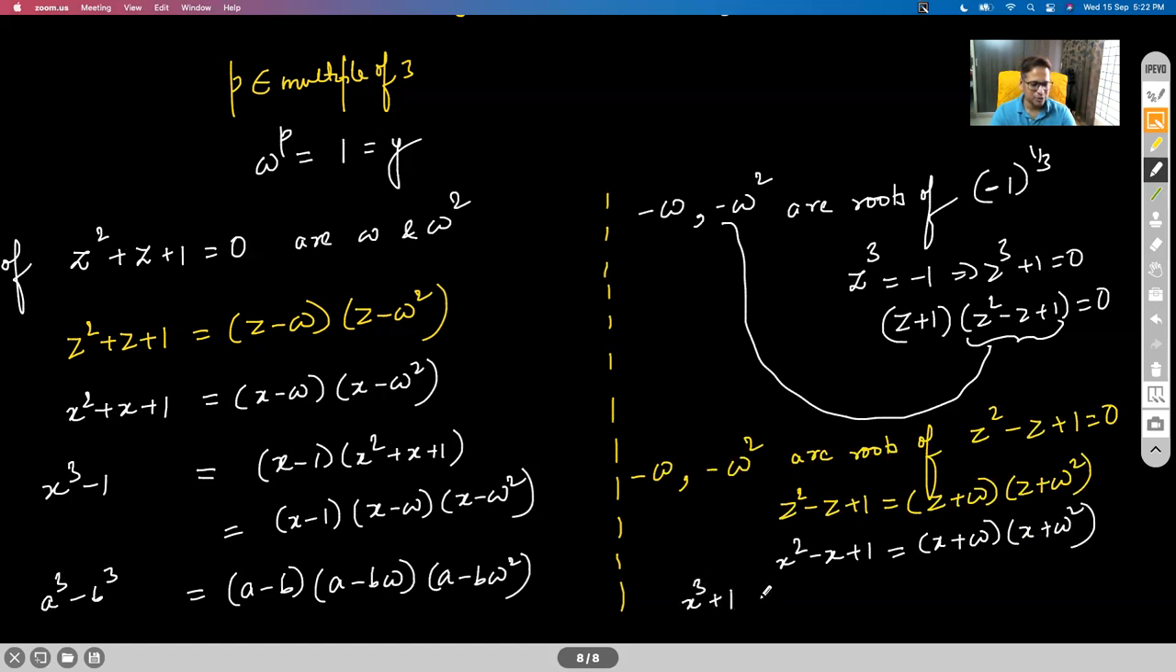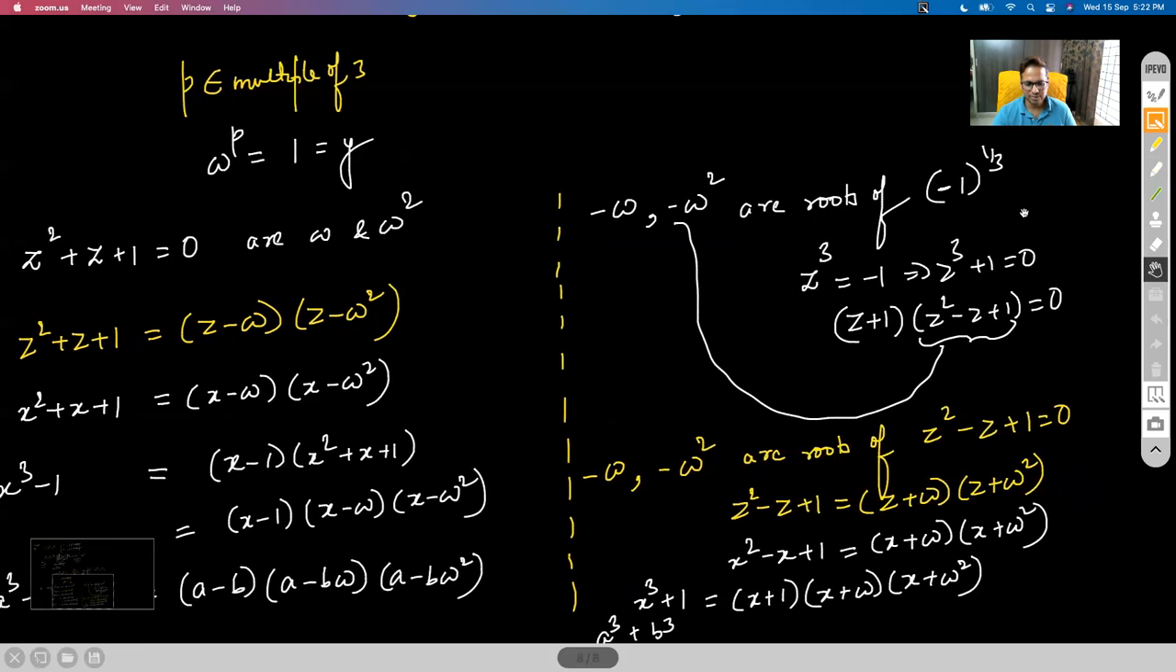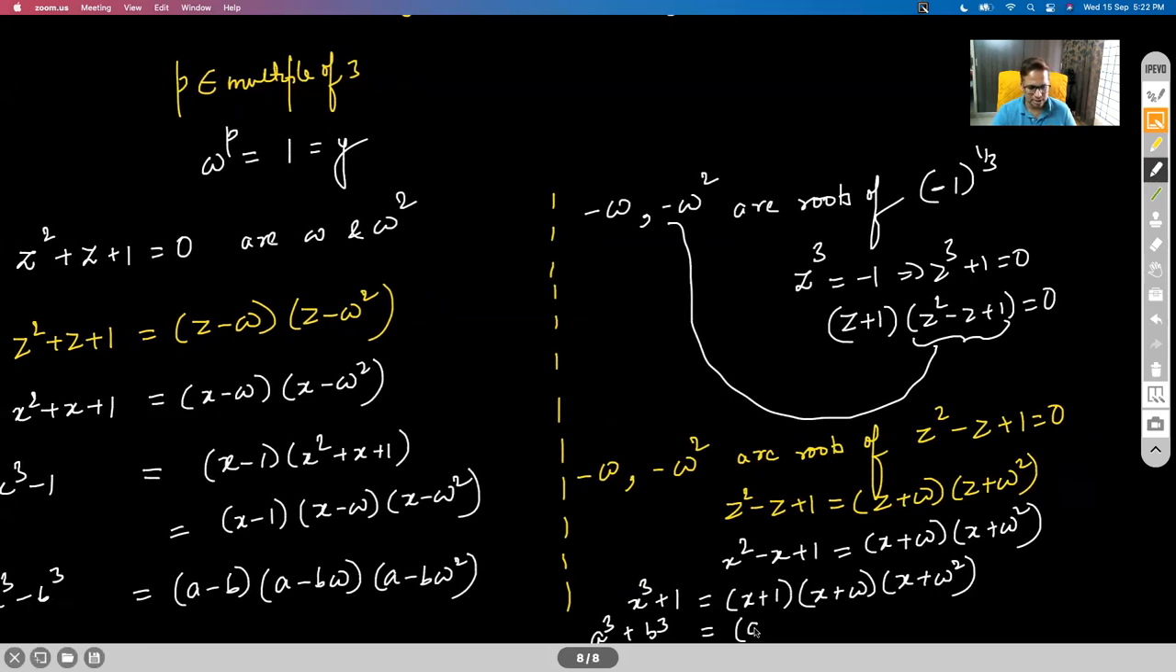Now, remember when you used to factorize x cube plus 1, you used to stop at x plus 1 into x square minus x plus 1. But now no need to stop there. You can further factorize it if the case requires you to do so. So in general, please note down a cube plus b cube. Sorry, I've reached the end of the page, so I cannot drag it any further down. A cube plus b cube can be factorized as a plus b, a plus b omega, a plus b omega square. Is it fine? Any questions, any concerns so far?